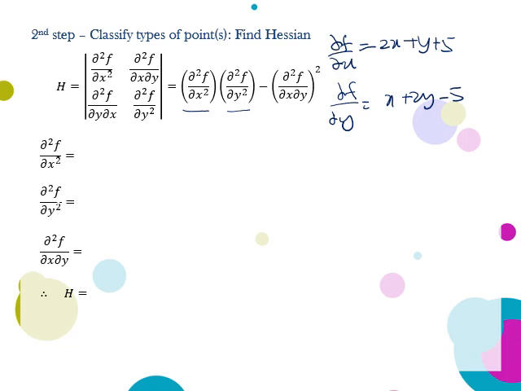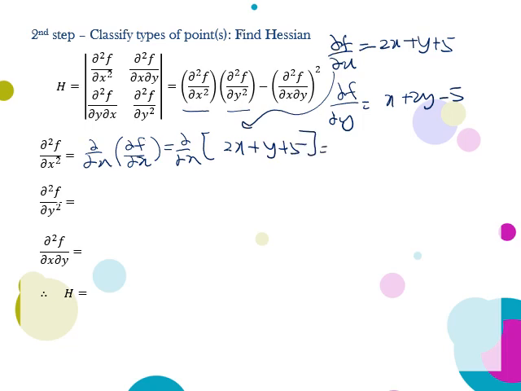So first we find del square f over del x square, which is del over del x of del f over del x. So I just substitute this value, which we already found: del f over del x is 2x plus y plus 5. We need to differentiate this in terms of x, so we get the value 2. Differentiating y gives 0, and 5 gives 0.